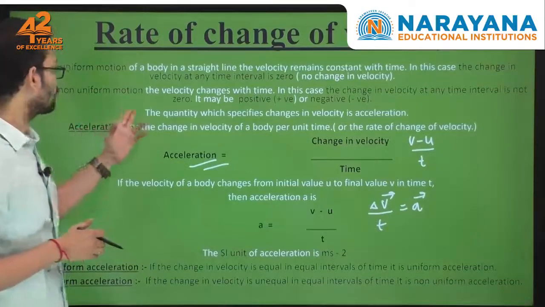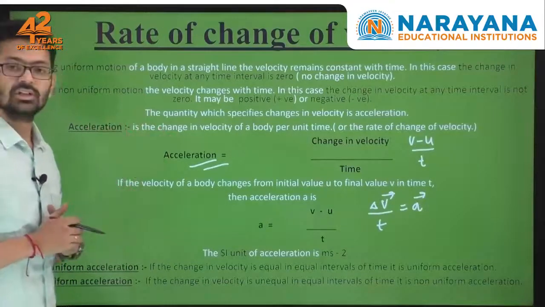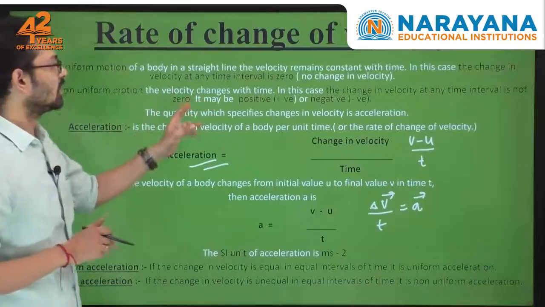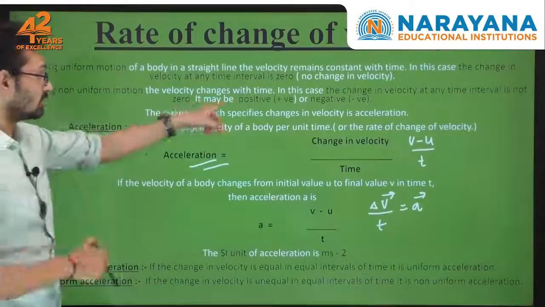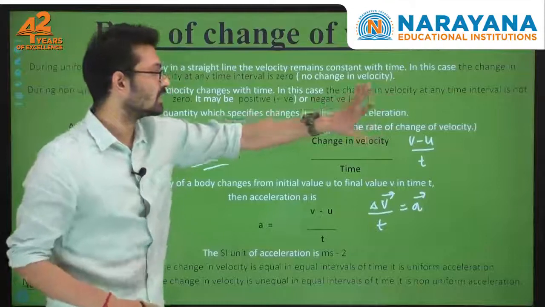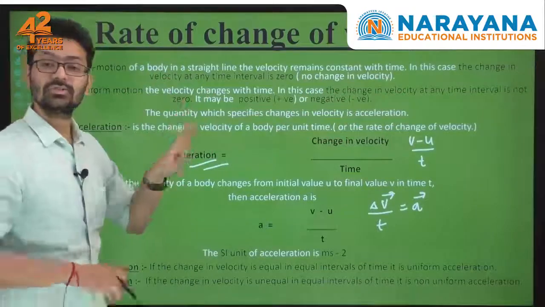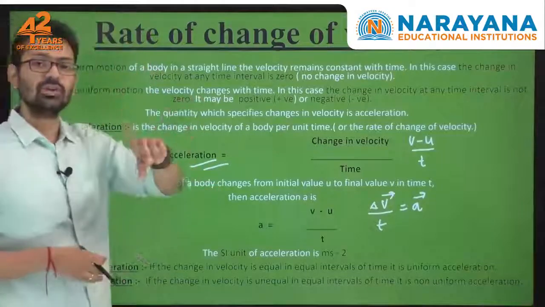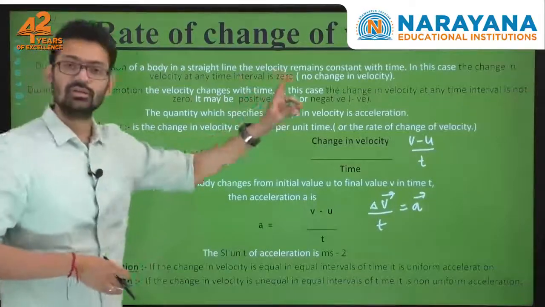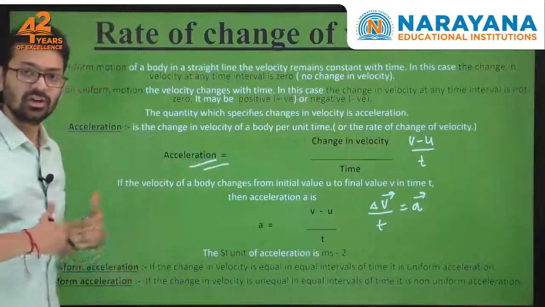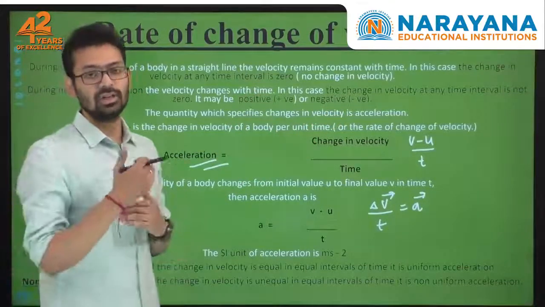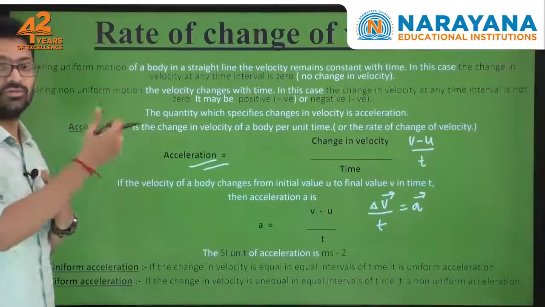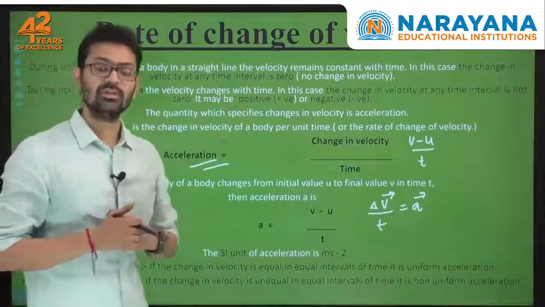When coming to non-uniform motion, you have a change in position and you have different velocities at different times. In this case, the velocity changes with time, so the change in velocity at any time interval is not 0. If it is not 0, then you will have some change in velocity. When you have some change in velocity, you have a chance of having a positive velocity or else a negative velocity. If you are reducing your speed, then you are going to get a negative velocity. If you are increasing your speed, then you are said to be having a positive velocity.